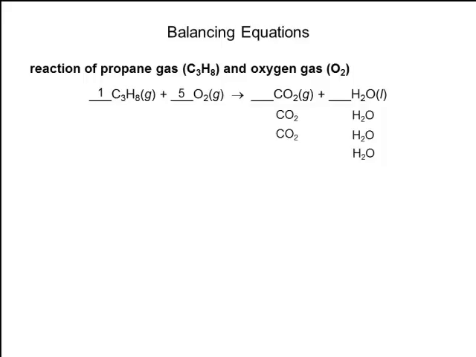How many CO2s do I have? I have 3. How many waters do I have? I have 4. There you go. There's my balanced equation. My coefficients are 1, 5, 3, and 4. Those are the smallest whole number ratios too. If I divide by 2, I'm going to end up with fractions. I don't want fractions. Okay, so my equation is balanced.